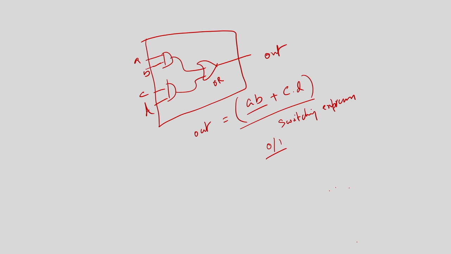Now, once you have this, we need a kind of mathematical model. This particular expression may satisfy certain properties, it may have some rules that I can apply to manipulate this expression. And for that we need switching algebra. So, what is switching algebra?